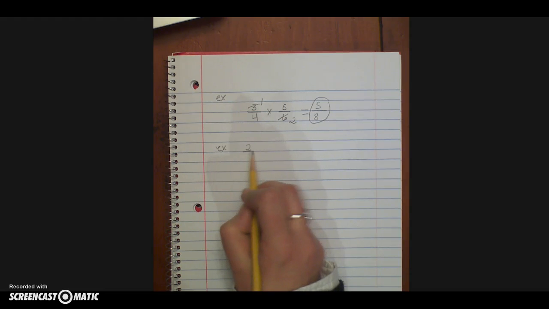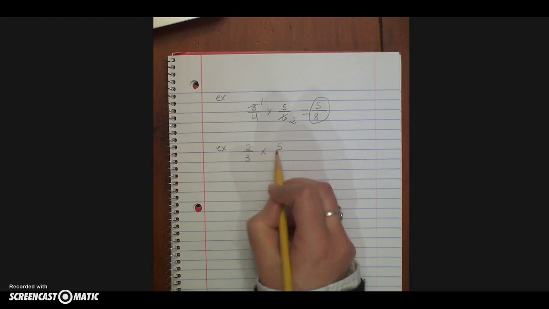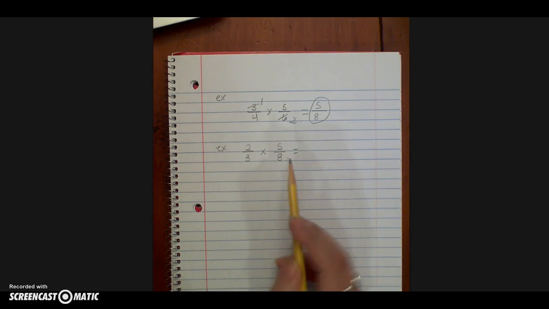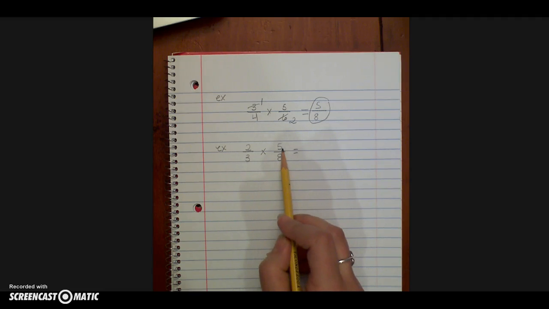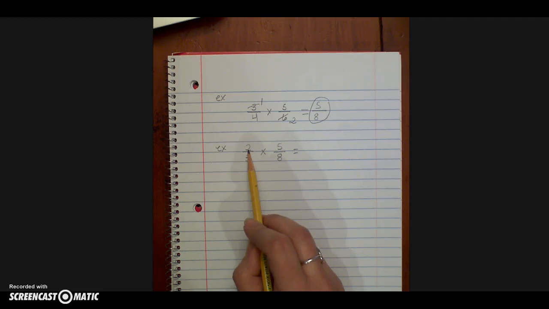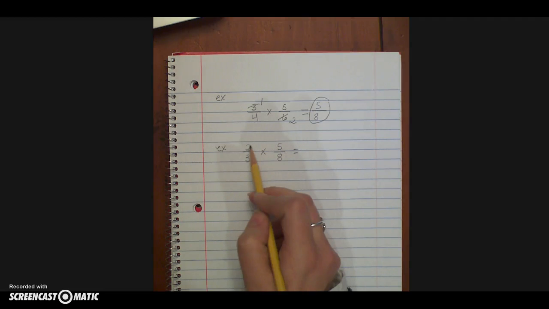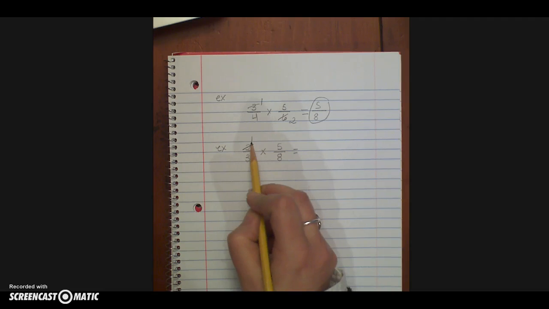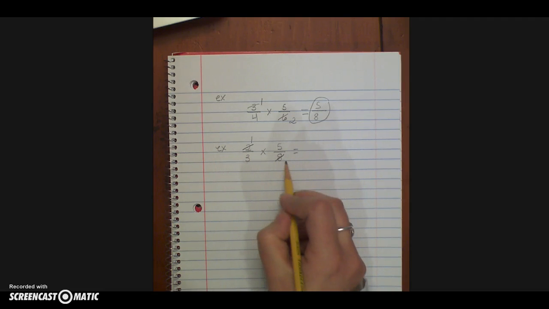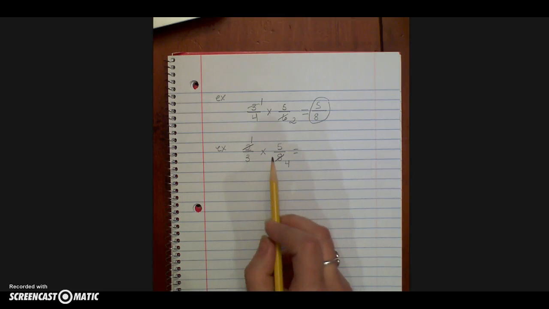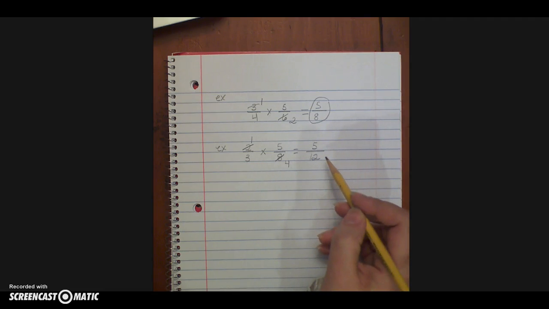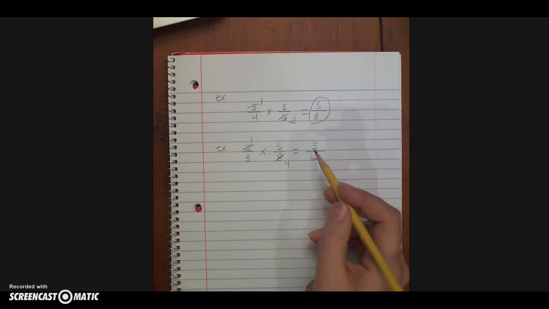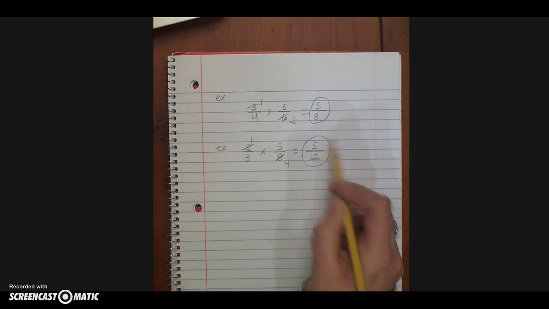Two-thirds times 5/8. I look crossways and see if I can reduce. I cannot reduce 3 and 5. They're not divisible by the same number. But 2 and 8 both are divisible by 2. So I can reduce: 2 divided by 2 becomes 1, and 8 divided by 2 becomes 4. Now I simply multiply straight across. 1 times 5 is 5, and 3 times 4 is 12. I know 5/12 is in simplest form because 5 is prime and also not divisible by 12. So my final answer is 5/12.